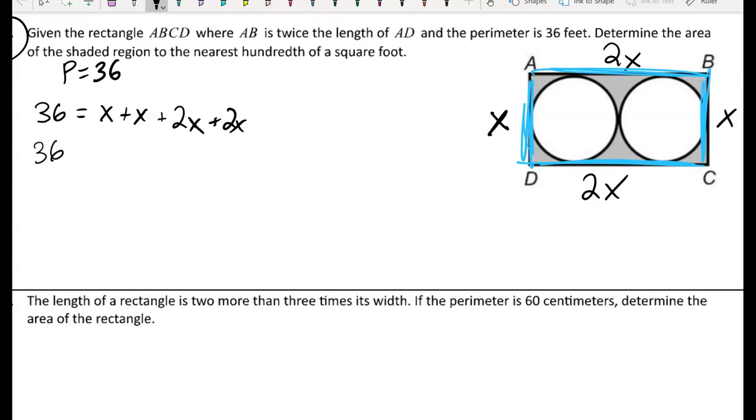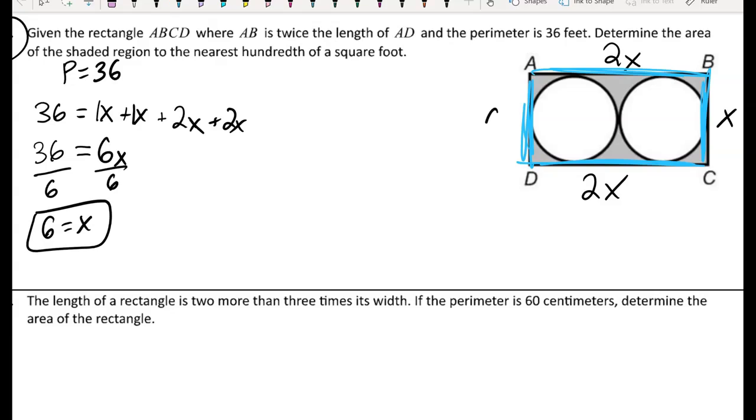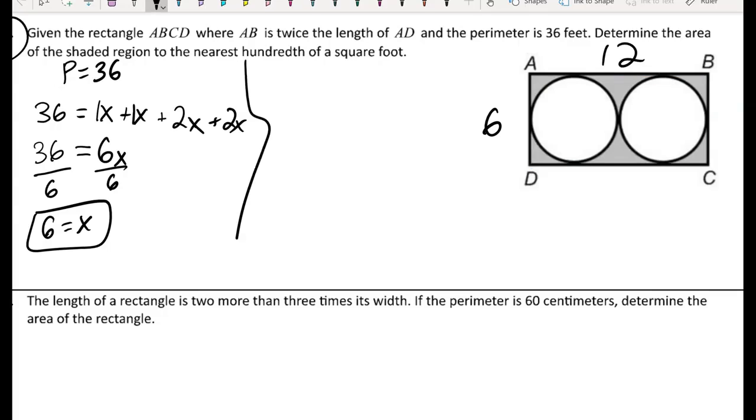Remember, when you're adding variables, you can just sum the coefficients as long as the exponent for the variables are the same. So 1x plus 2x plus 2x makes 6 x's altogether. And if I divide out the 6, I find that x is equal to 6. So that just means that my length of AD is 6, and my length of AB is 12. Anytime I solve for a variable, I like to plug it back into my picture just so it gives me a little bit more information.